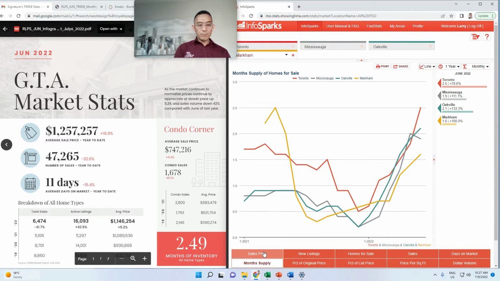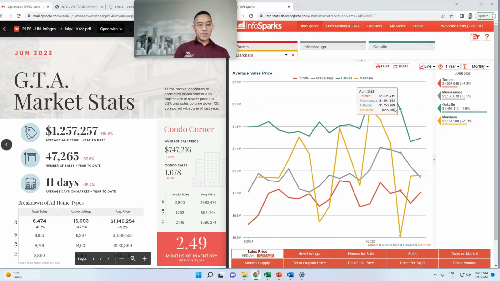The average price started to decline and continues adjusting because of so many things happening, like inflation, the rate increases, and the many uncertainties happening these days.